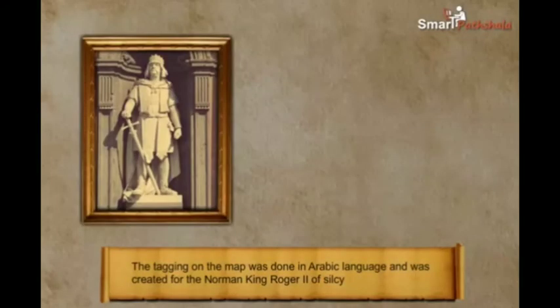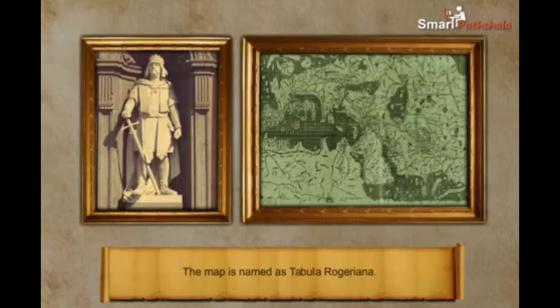The tagging on the map was done in Arabic language and it was created for the Norman king Roger II of Sicily. The map is named Tabula Rogeriana.